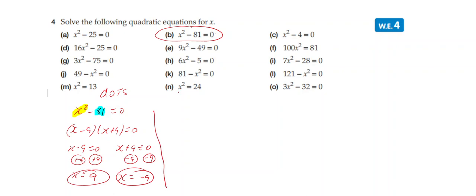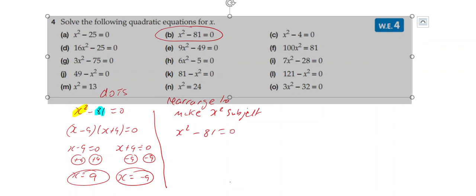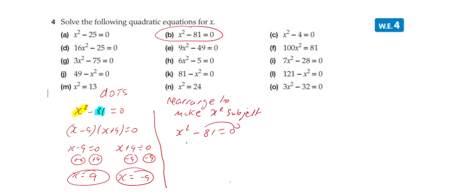Now, the easier way actually is to rearrange to make x squared the subject. Okay. Now, why would I want to do that? Because it is, in fact, easier if I move the 81 to the other side, so it becomes positive 81. I can see that I can square root both sides. Now, be careful when you square root both sides, you always get a plus or minus solution. So you get x equals plus or minus 9 here. Okay, as you can see, these solutions are the same. Okay, and this is a lot quicker.